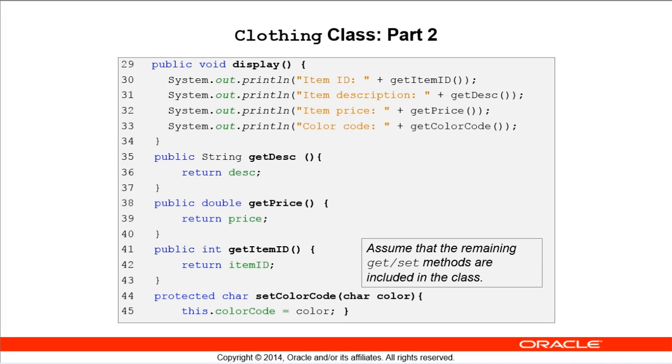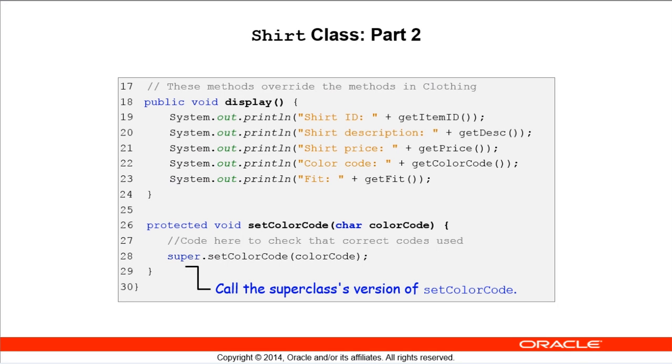In order to display all of the shirt fields, you'd need to override the display method in shirt. Notice that the display method overrides the display method of the superclass and is more specific to the shirt class because it displays the shirt's getFit property. The shirt class doesn't have access to the private fields of the clothing class, such as item ID, description, and price. The shirt class's display method must therefore call the public getter methods for those fields. The getter methods originate from the clothing superclass.